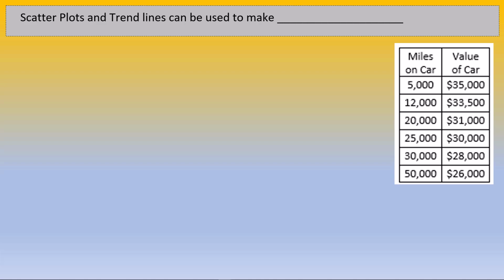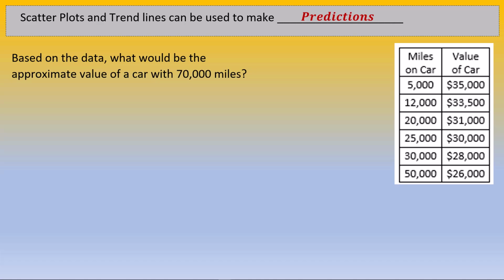Scatter plots and trend lines can be used to make predictions with new data points. Here is data about car mileage and value. Based on the data, what would be the approximate value of a car with 70,000 miles? Pause the video, examine the data, and try to predict what the answer will be. Then watch the linear regression process to see how close your prediction was.